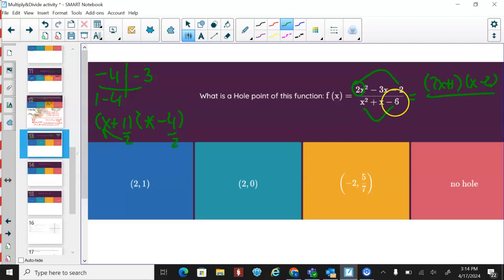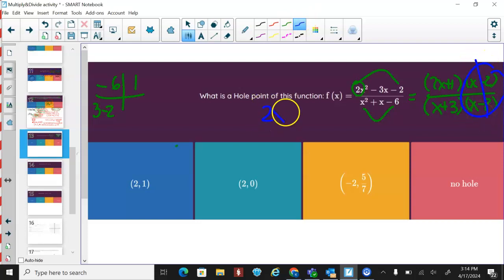Now on the bottom, we're going to do a times c again. So that's going to give us negative 6 and 1. And again, we can do 3 and 2, and 2 has to be negative to give me 1. So x plus 3 and x minus 2. Now remember, a hole represents a repeated factor. So the repeated factor is x minus 2. That's going to cancel out. So what's left is 2x plus 1 over x plus 3.